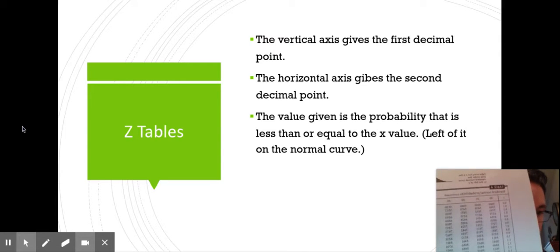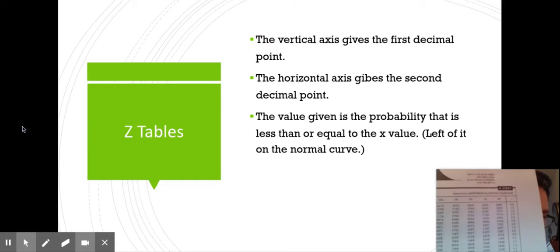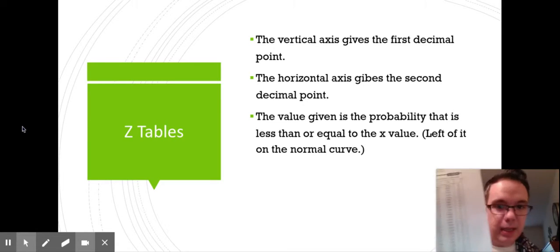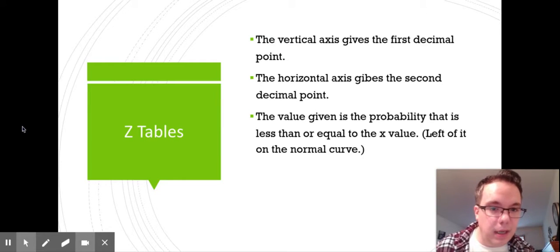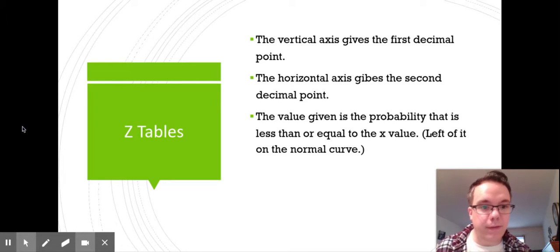We're going to have a z-score that's 2 decimal points, and your first one's going to be on the y, second one is going to be on the x, and that number you find in your table is the probability that a value is less than or equal to that, or that the area under the graph to the left of that is that proportion.